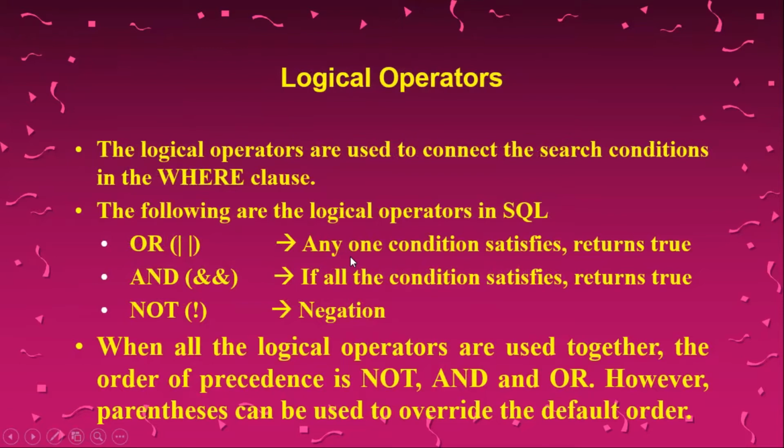What is the or operator? If you have multiple conditions and any of the conditions is satisfied as true, it will return the rows. The and operator means if you have multiple conditions, only when all the conditions are satisfied will it return the result set. Negation means the opposite of what we are asking.